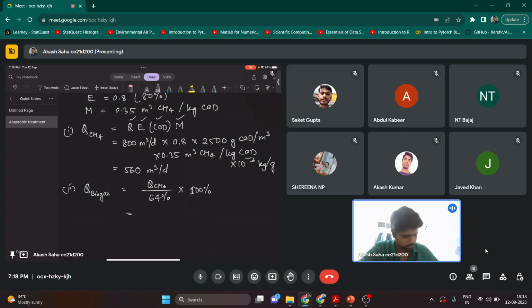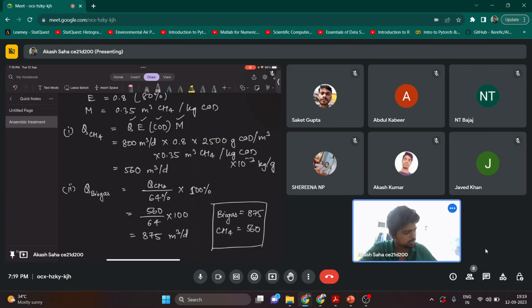So it will be equal to 560, 64 into 100. So it will be equal to 875 meter cube per day. So we can see that the biogas that is totally generated is 875, out of which our methane content is 560 meter cube. So everything is in terms of meter cube per day.